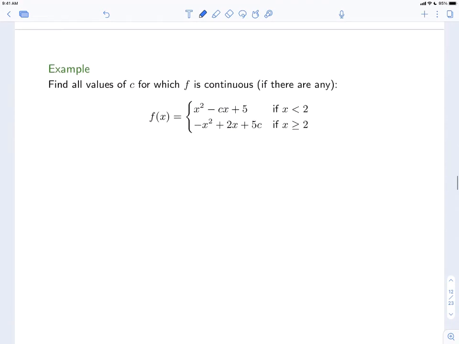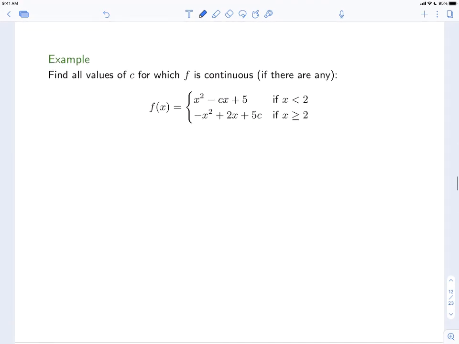Let's look at an example. Find all values of c for which f is continuous, if there are any. So here we have a piecewise defined function. F at x is defined so that if x is less than 2, x squared minus cx plus 5 is the output value, and if x is greater than or equal to 2, then the output value is minus x squared plus 2x plus 5c.